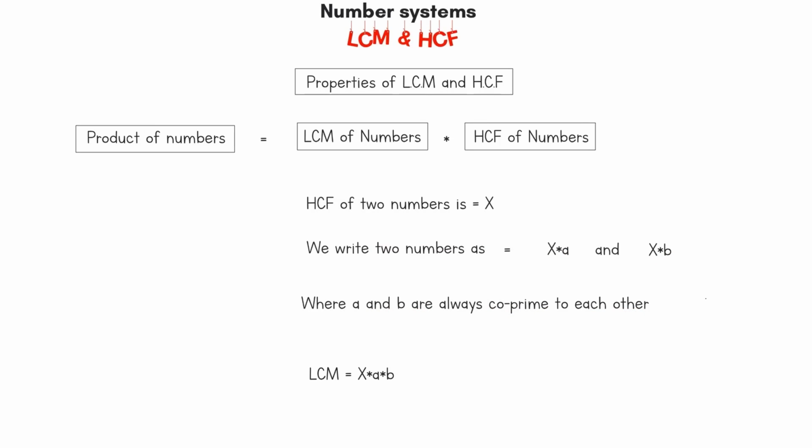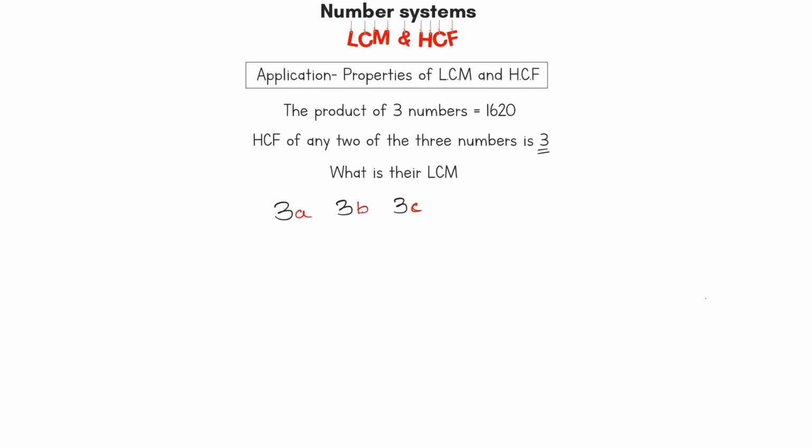Okay, and their LCM will be what then? 3 into A into B into C, because I am introducing a new variable C here. That's what will happen here. So I know what will be their LCM: 3 into A into B into C. That's what my property says to me. So I write it here. I need to find this out now.